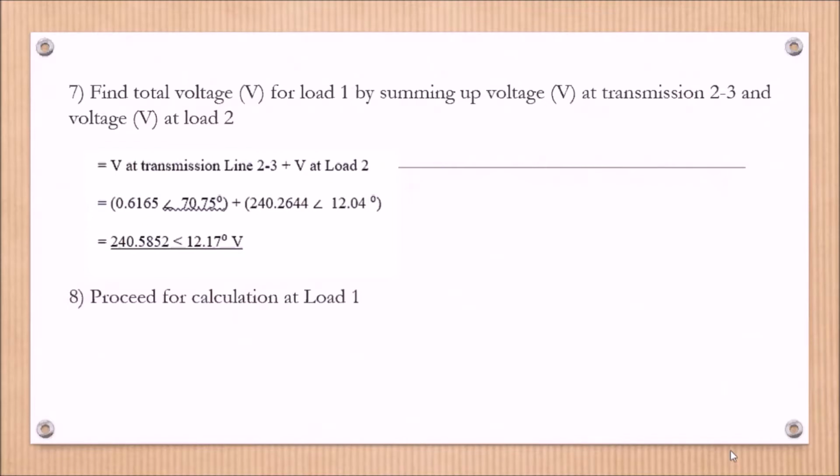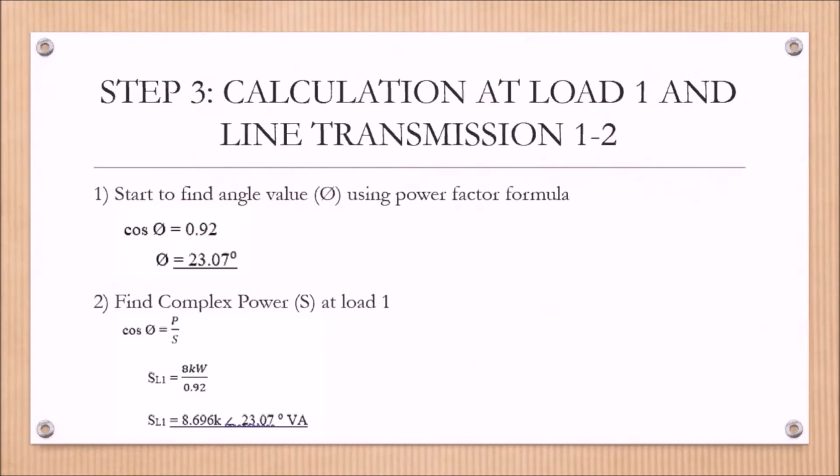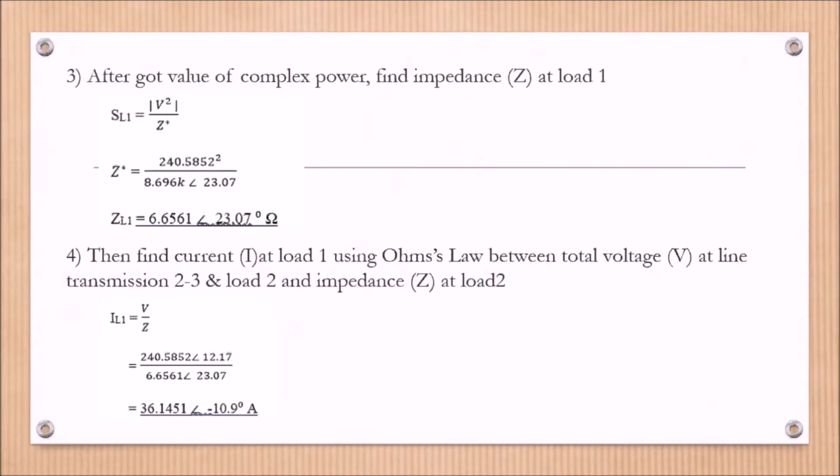Next, we find the total voltage for load 1 by summing up the voltage at transmission 2 to 3 and the voltage at load 2. Proceed for calculation at load 1. The calculation at load 1 and line transmission 1 to 2. Firstly, we start to find the angle using the power factor formula. We find the complex power by using the power factor formula. Here we got the value of complex power.